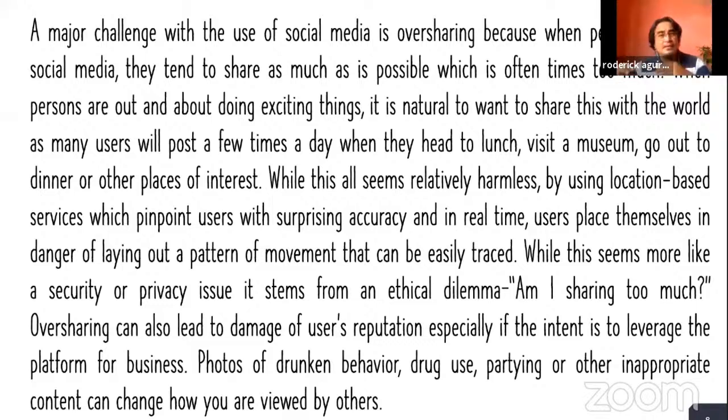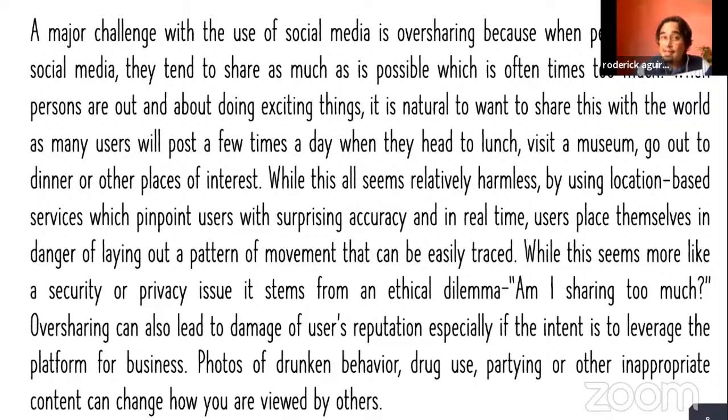So, this is what we should teach. Am I sharing too much? If I'm sharing this, would the person get the right interpretation of the message I would like to convey using the icons or using a combination of icons and words? Okay? So, oversharing can also lead to damage of the user's reputation. See, the user is more important. You, put yourself first because you don't have any control of other people. Sometimes it's better not to comment or not to respond, even using icons.